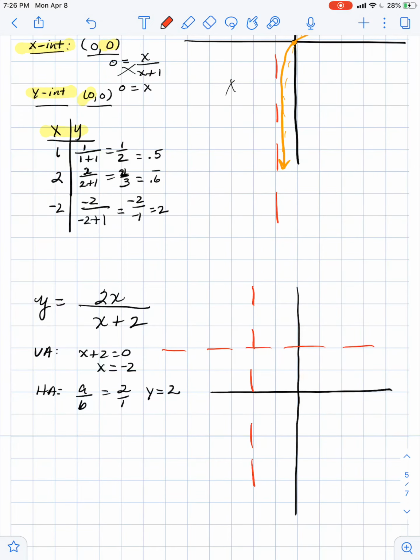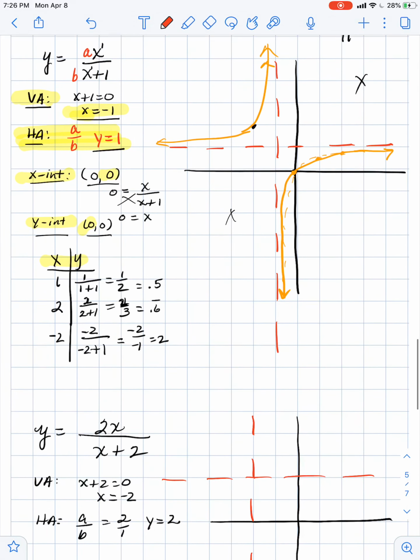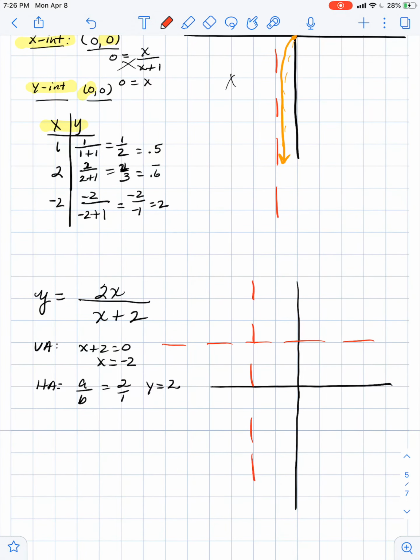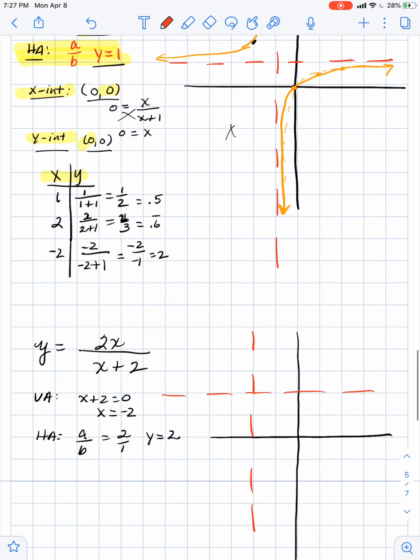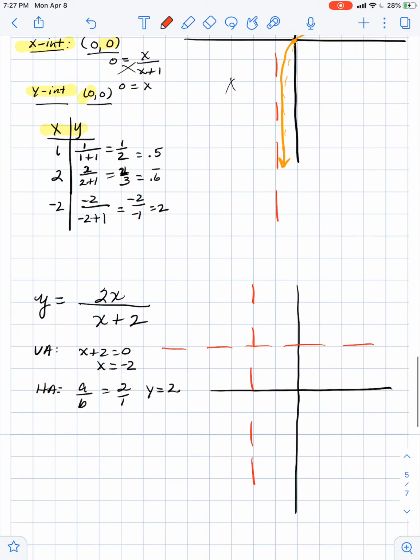As far as the rest of it goes, guys, we really haven't changed too much. It is still going to be in these two quadrants. We haven't put a negative in it. We haven't flipped it. So as long as we don't put a negative out in front, it's going to stay in these two quadrants when it looks like this.